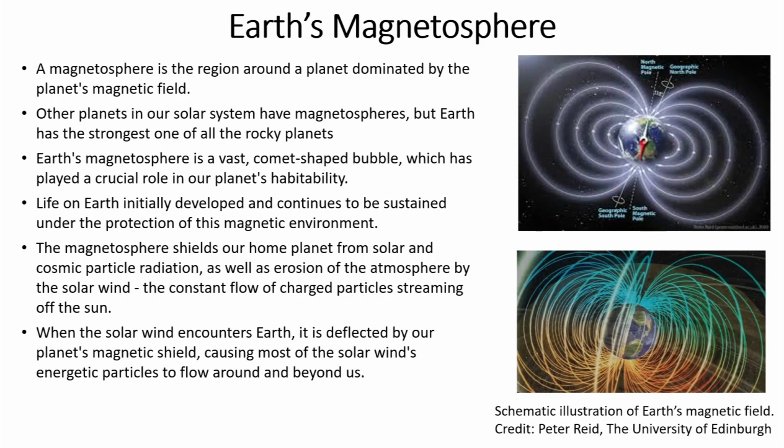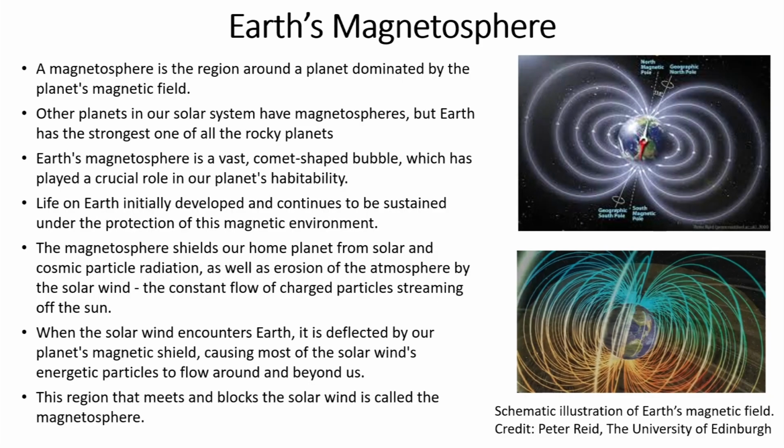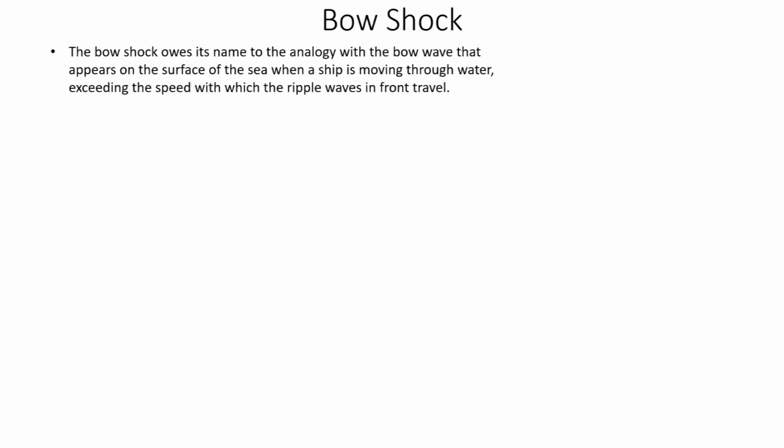Because of the Earth's magnetic field, most of the solar wind's energetic particles flow around and beyond us. The region that meets and blocks the solar wind is called the magnetosphere.